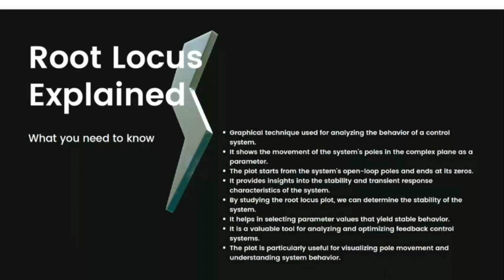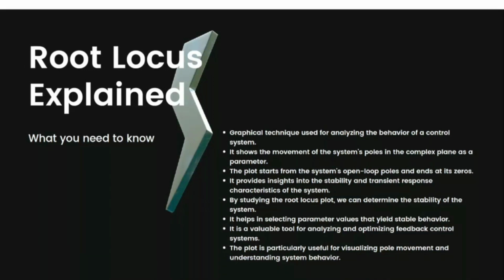What is root locus? Root locus is a graphical technique used for analyzing the behavior of a control system. It shows the movement of the system's poles in the complex plane as a parameter, typically a gain, is varied. The plot starts from the system's open loop poles and ends at its zeros. It also provides insights into the stability and transient response characteristics of the system.